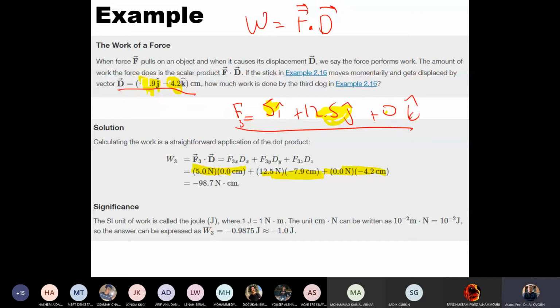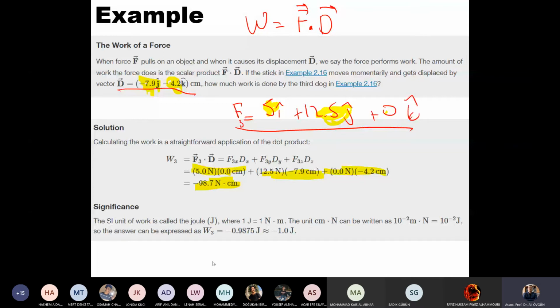When you multiply them, you find that the work is equal to minus 98.7 Newton times centimeter. And if you want, you can convert it to joule. How can you convert? 1 joule is equal to 1 Newton times meter, and for work or energy we use joule. So multiply by 10 to the minus 2 meter to convert it to meter. After that, you can find it in joule.